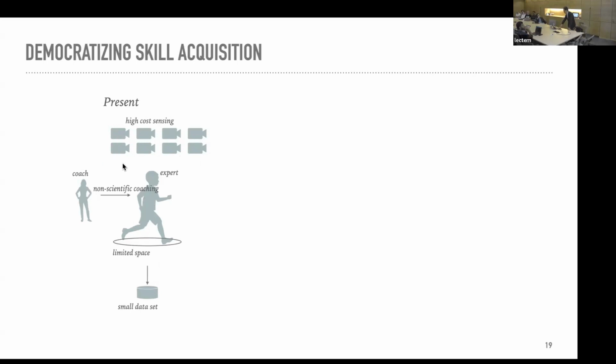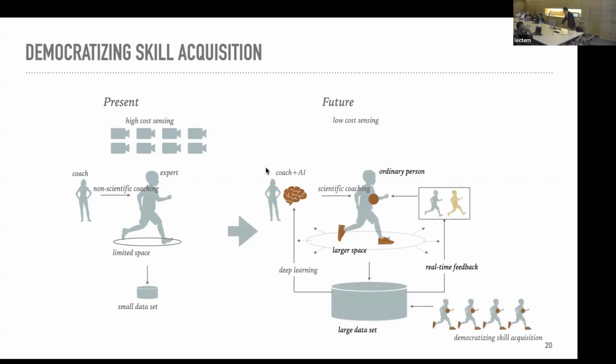So we need lots of cameras, and the experts can be the only users, not normal persons. Because of this, we have a very small data set. But after the democratization of our skill acquisition systems, we can easily acquire the pose or skills of these ordinary persons at very low cost.